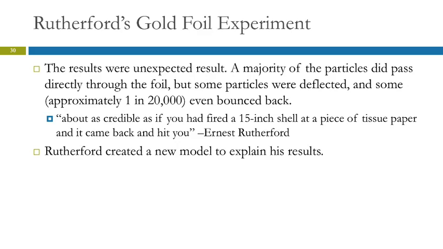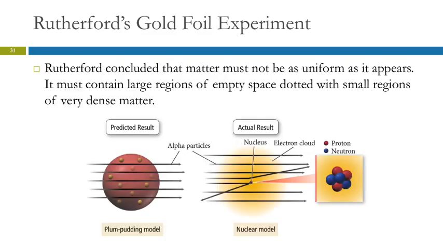So a piece of tissue paper, like in a gift bag, right? A 15-inch, think cannonball, shot from a cannon into the tissue paper, and it bounces back and hits you. Would you be surprised? Yes, you might be dead too, but you'd be very surprised, right? Because that shouldn't be able to happen. And that's how shocking this was. And so obviously the plum pudding model needed some work. So Rutherford came up with a new model to explain what happened in this experiment. This is what they expected to happen, that these guys would just go through, because these electrons are teeny tiny.